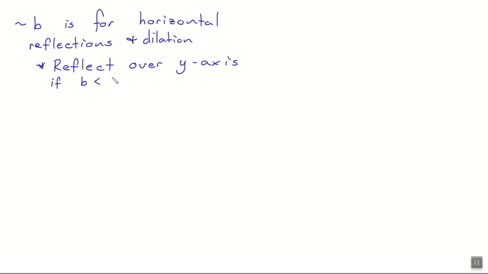Good. If b is less than 0, if we have a value inside that's less than 0, then we reflect it over the y-axis, where things get super weird. And I'll just talk about it right now. Don't write this down. I just want to make sure we're aware of it. It is really common to see these things written like this.